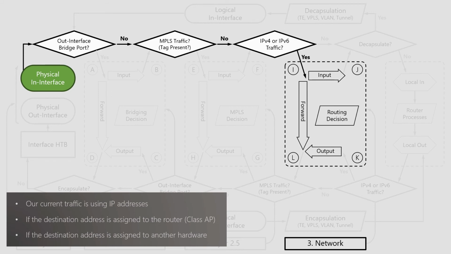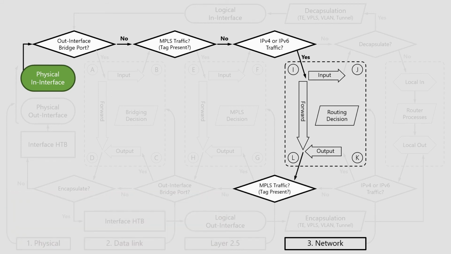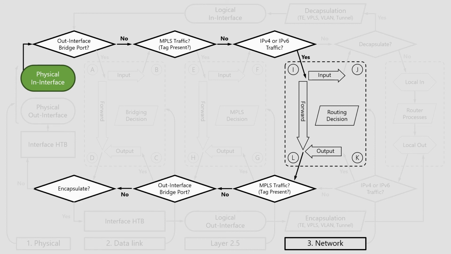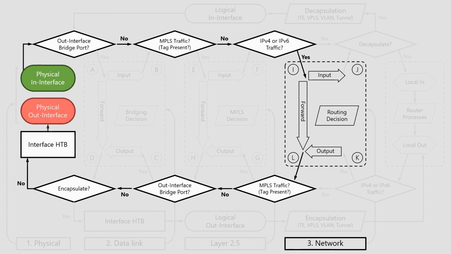As a result, the packet is based on the forward chain and takes the path toward the physical out interface of the router, passing three similar conditional stages of MPLS traffic, bridged out interface, and encapsulation. For our current forwarded ping packets, the answer to all these stages is no, which eventually leads the packet toward the physical out interface so that the packet can exit the class AP and move on toward 8.8.8.8.